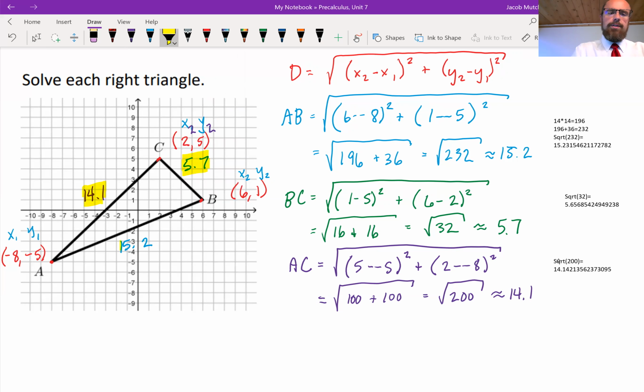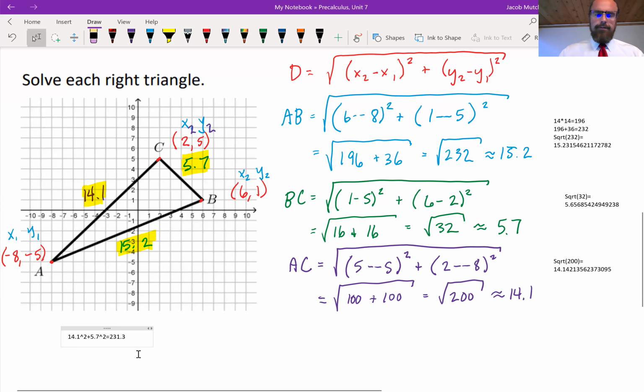In this case, we used the distance formula. Now, in our previous version, we used the Pythagorean theorem. We could confirm that these satisfy the Pythagorean theorem. So just to do so, I'm going to square and add up 14.1 and 5.7. So 14.1 squared plus 5.7 squared is 231.3. What I want to check is, does that roughly equal 15.2 squared? And that looks pretty good, 231.04.